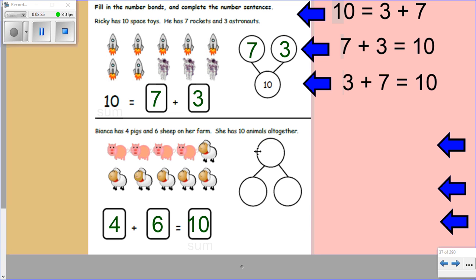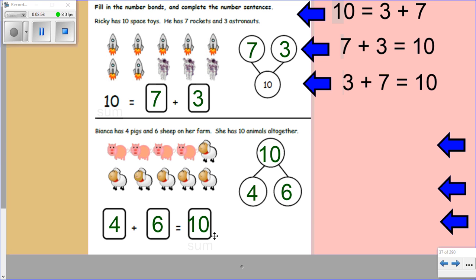And here we have the number bond. So think where that whole amount would go. The whole number, the sum. In this number bond, it goes up here, 10. And the other parts are for the addends. The 4 pigs and the 6 sheep.